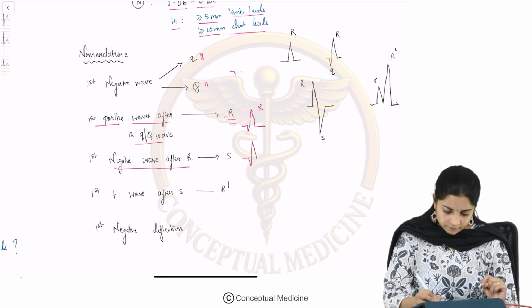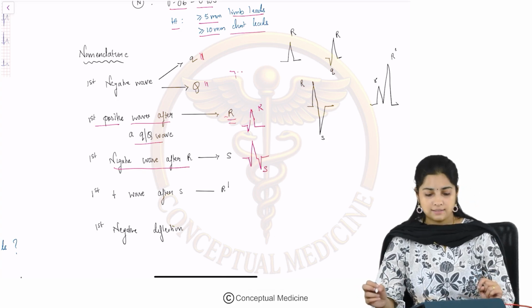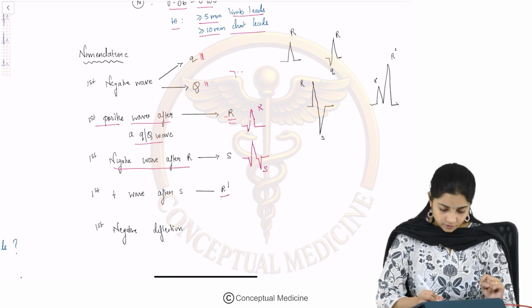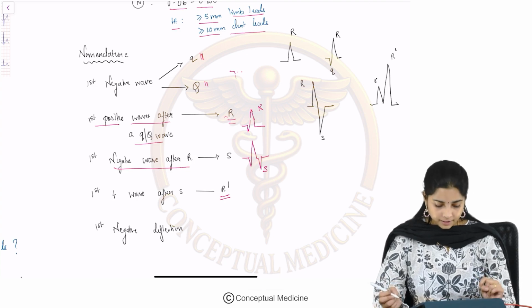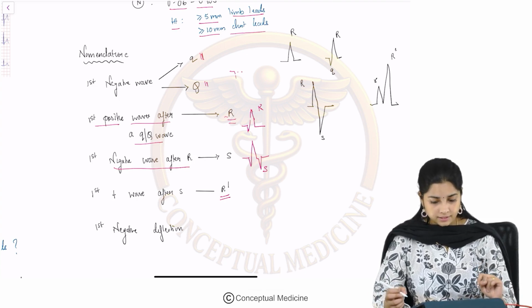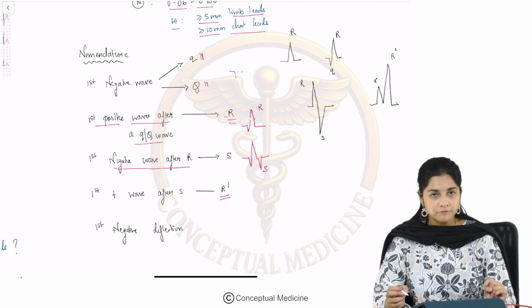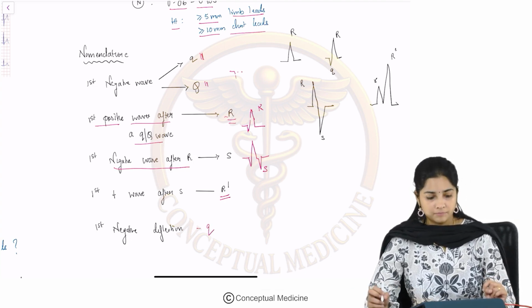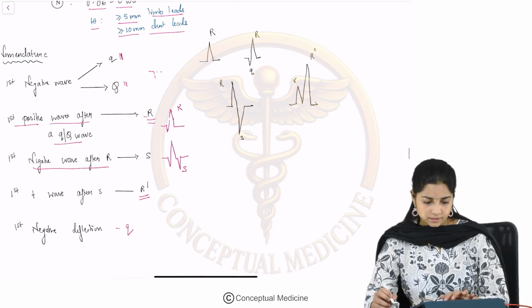After the first negative wave and positive wave, if you again have a negative wave, then this is denoted as an S wave. Now, the first positive wave after the S wave is called an R prime wave, and any first negative deflection is given by your Q wave.